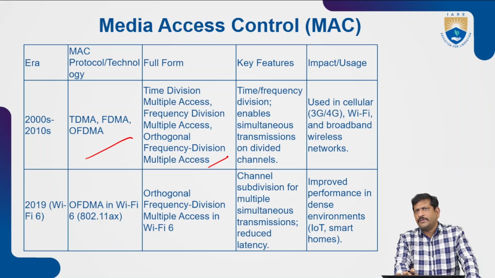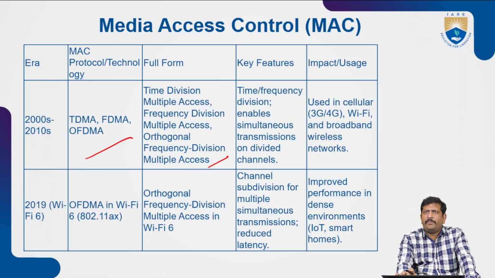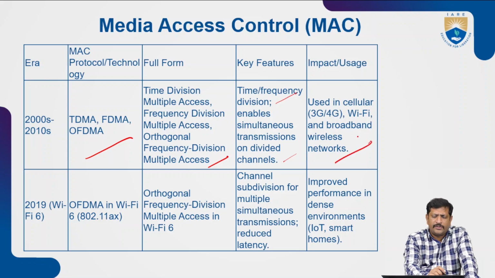The key feature here is mainly time division or frequency division. We use these as protocols while transmitting the data, fixing the time and fixing the frequency as the division. This much of the frequency can be used, which enables simultaneous transmissions on the divided channels, and it is also used in cellular 3G, 4G, Wi-Fi and broadband wireless networks.